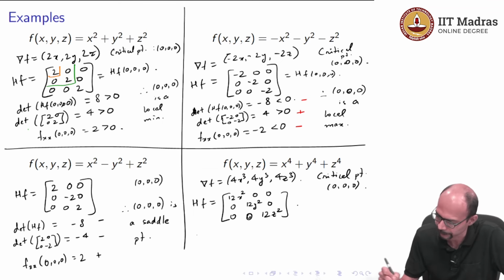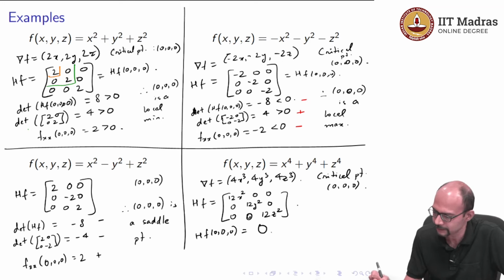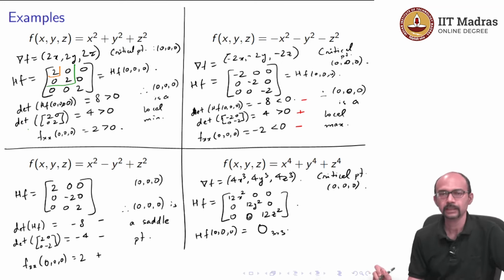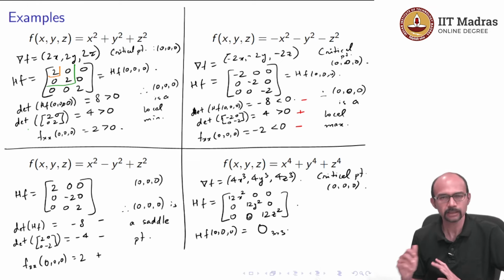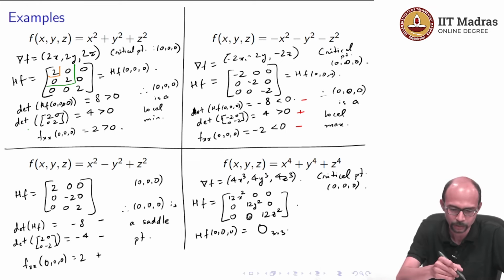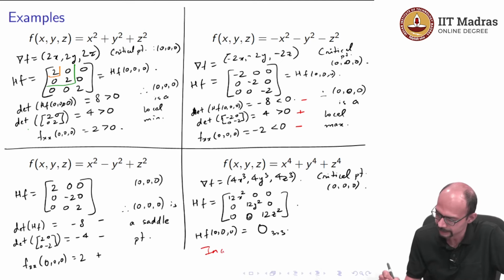And what happens at the point? So, at the point 0 0 0, this is the 0 matrix, right, and as a result it is the degenerate case, we can't say anything. So, this is inconclusive as far as the Hessian test is concerned.